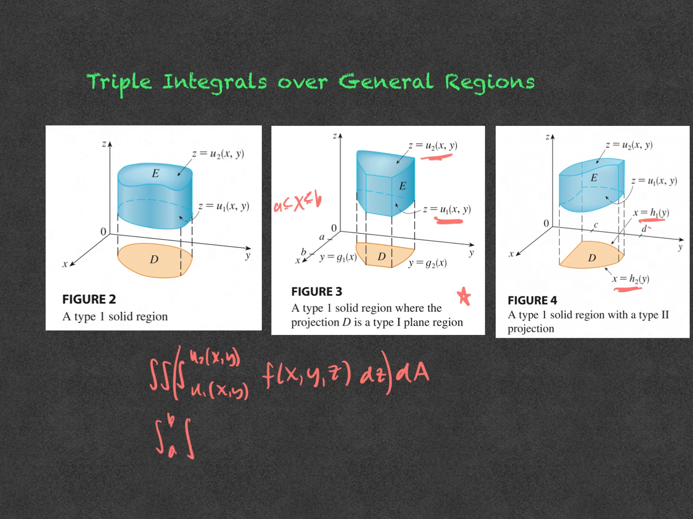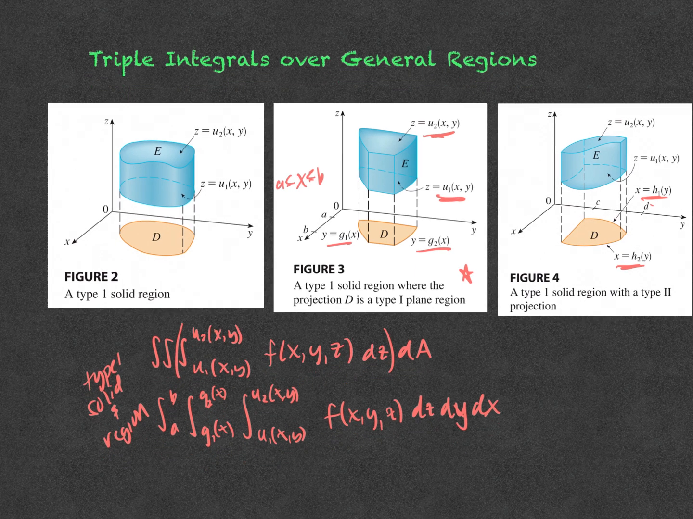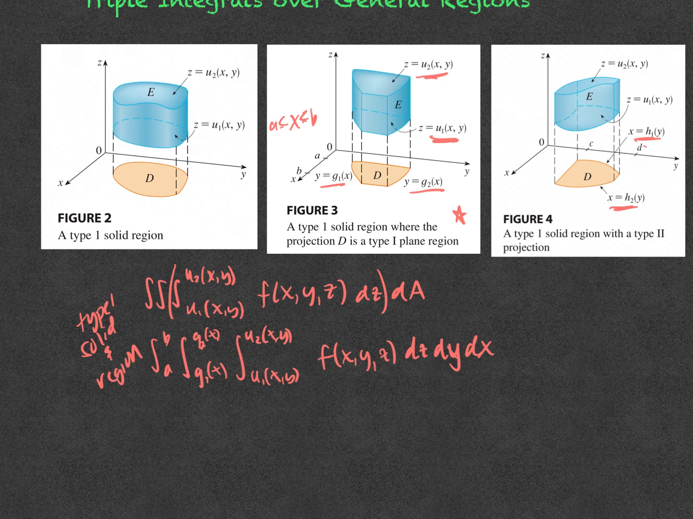And then if we look at the y's, y goes from g1 to g2. So I'm going to say g1 of x, g2 of x. And then we have the integral from u1 of xy to u2 of xy, and we're taking the integral of the function in terms of x, y, and z. And we have dz, then dy, and then dx. So this would be our figure 3, where we have a type 1 solid and a type 1 region. And the integral won't be that difficult at this point. It's just setting it up.